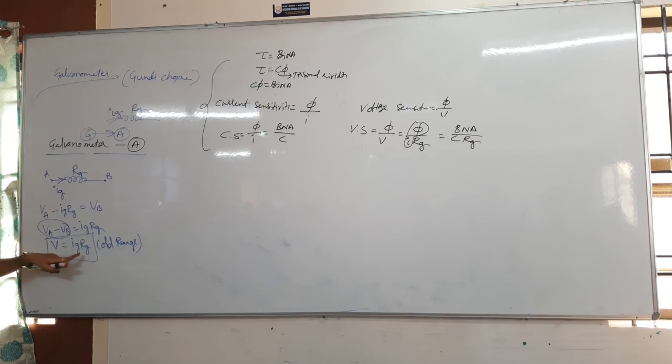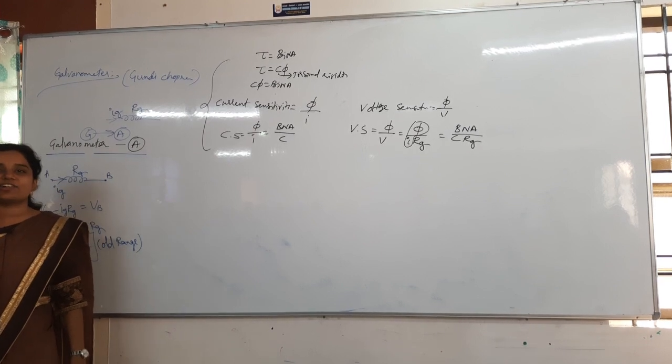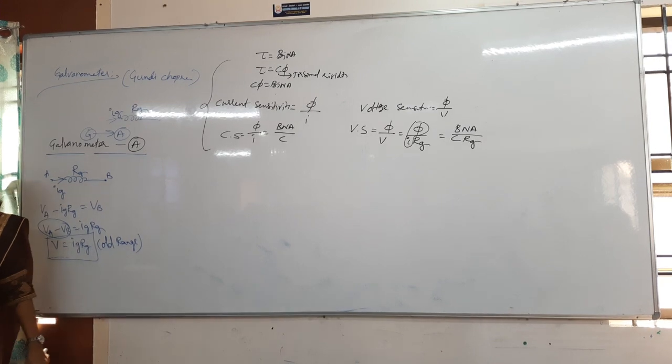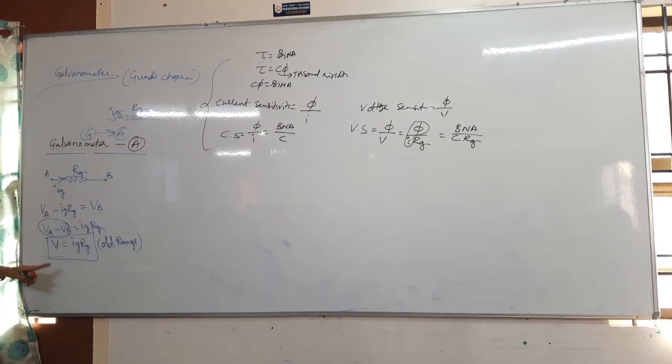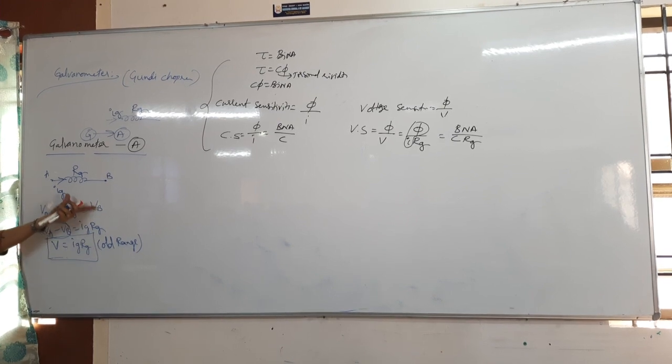So V is equal to Ig into Rg. Whenever you see a galvanometer problem, you will remember all these jokes and you will not remember the formulas. I know that. That is what will happen in the exam also. So V is equal to Ig into Rg. This is the old range. Why? Because nobody else is there, only the galvanometer is there here.